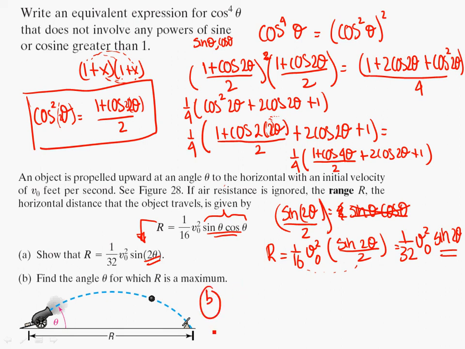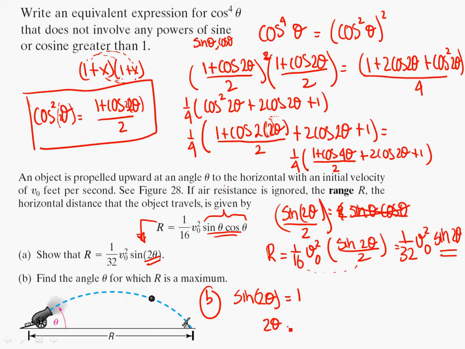Okay, so the question in B is: find the angle for which R is a maximum. Well, that hinges on this thing. R is maximum, R is the largest value possible for R. The 1 over 16 is fixed. Well, it actually became 1 over 32. The initial velocity is fixed, right? Once the cannon shoots, it's fixed. So the only thing that determines the maximum is the sine of 2 theta. So what is the maximum number that the sine of 2 theta can attain? The largest number for the sine of 2 theta that you can ever have is 1, right? So the sine of 2 theta would be 1.